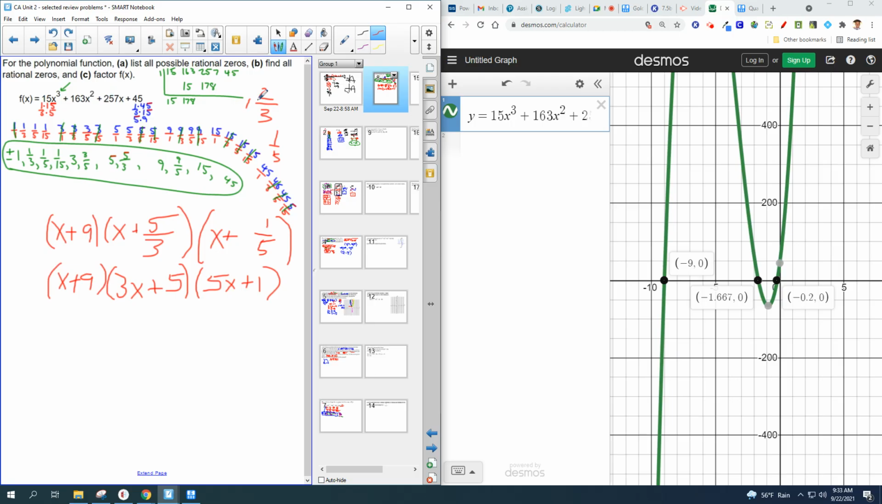That's factored. Okay, find all rational zeros. Those are the rational zeros. I didn't write them down, but those are the rational zeros. Sounds like we're out of time.